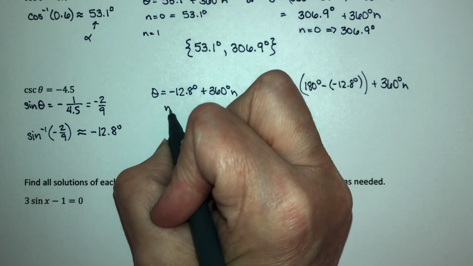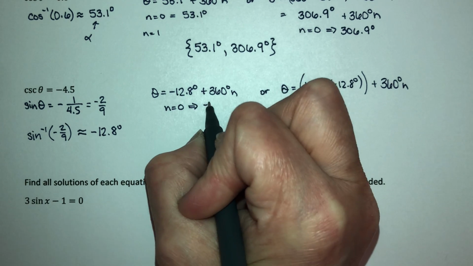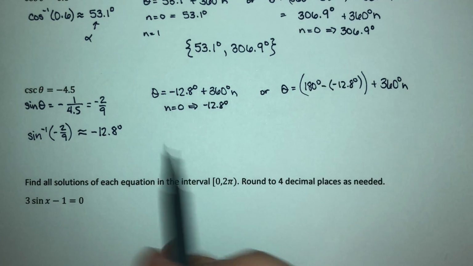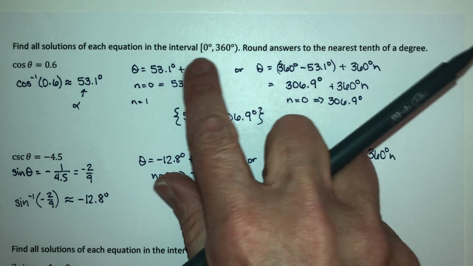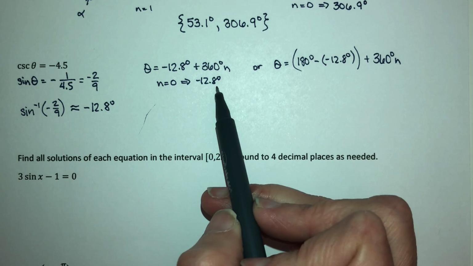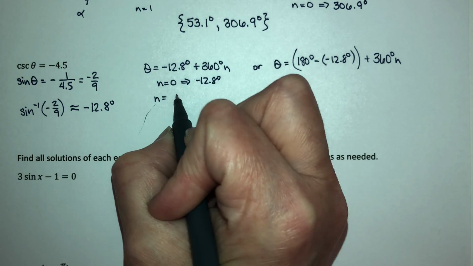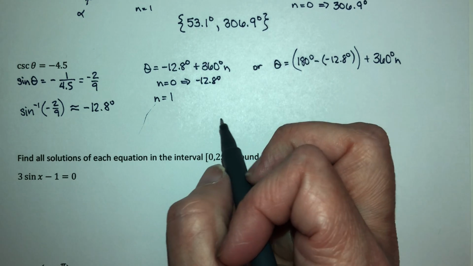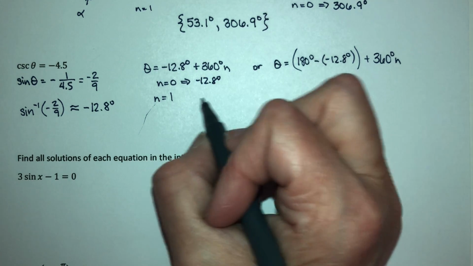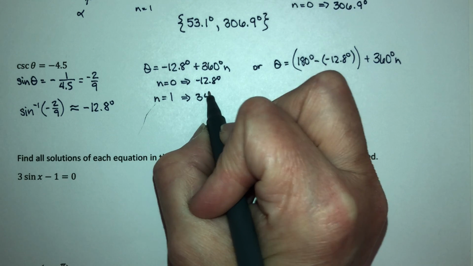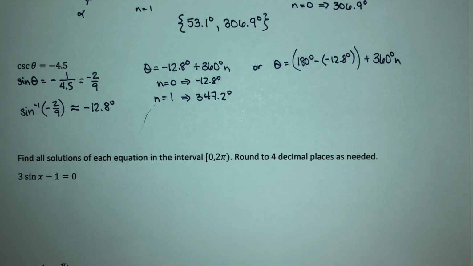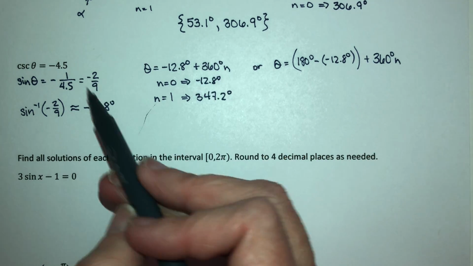Now here, if our n equals 0, then we get negative 12.8 degrees. And we're supposed to be finding our answers between 0 and 360. So this is not a solution that works for us right now. So if n is 1, I'm going to add 360 to this, and you get 347.2 degrees. So that's one of my solutions. And then if I add 360 again, I'm too large. I'm out of the range we're interested in. So this is the only solution I get from this set of possibilities.